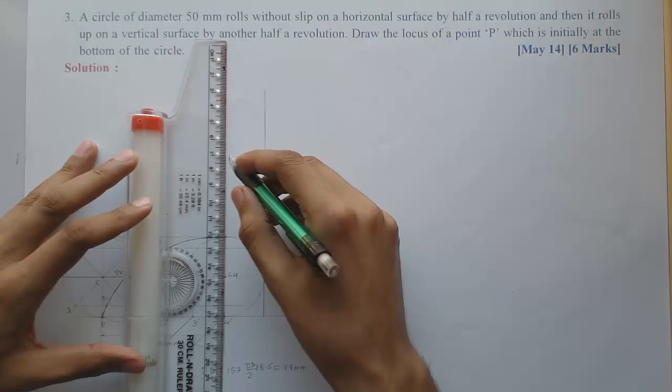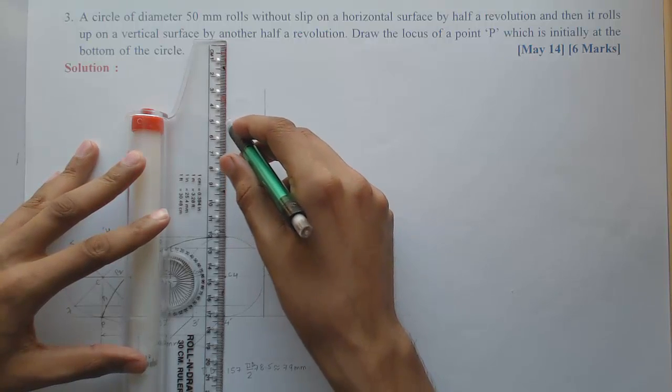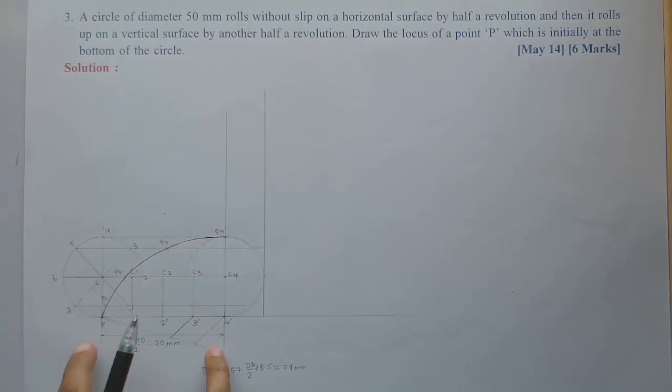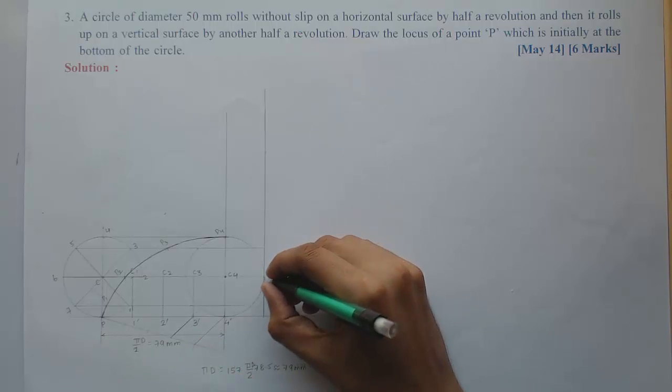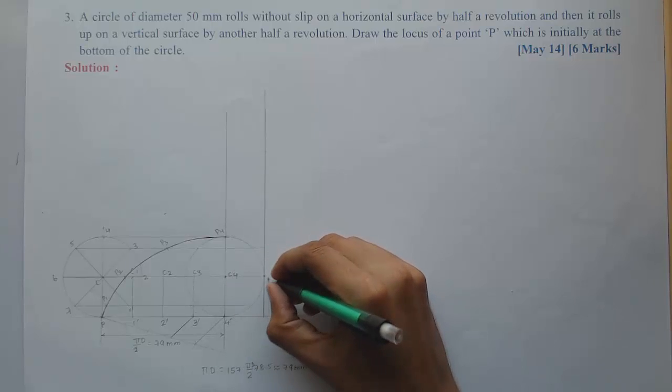Okay. Now to get those new positions of centers C5 to C8, I need to mark the remaining divisions. So 4 divisions we have already marked on a horizontal line. So now the point of contact with the center, the circle with the vertical wall is this. So corresponding to this point, center C4, I can again start with 4.